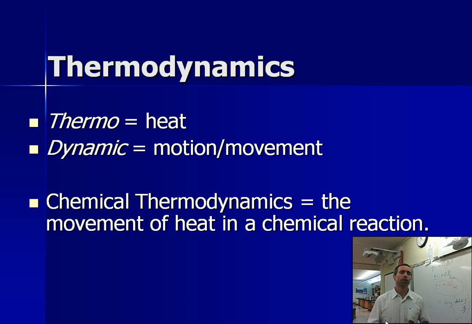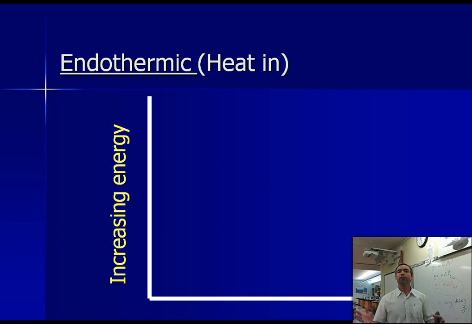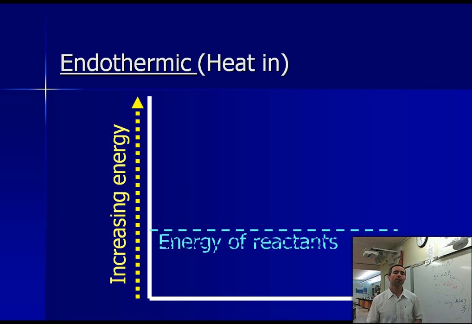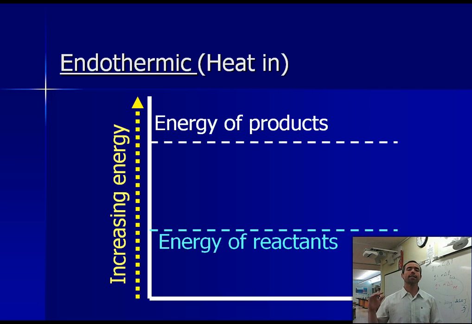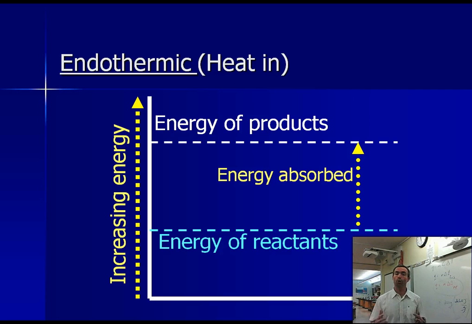Okay, so there's basically two ways that heat can be moved in a chemical reaction or process, and that is heat going in, that's called endothermic, or heat going out, that's called exothermic. So here's an energy diagram for an endothermic reaction, heat going in. In an endothermic reaction, notice that the products have more energy than the reactants. So there has to be a net flow of energy being absorbed or going in to the reaction.